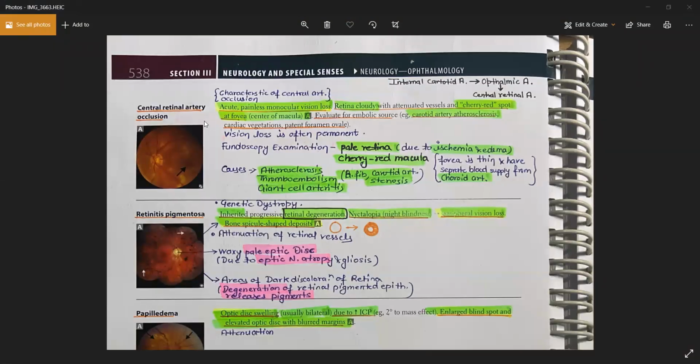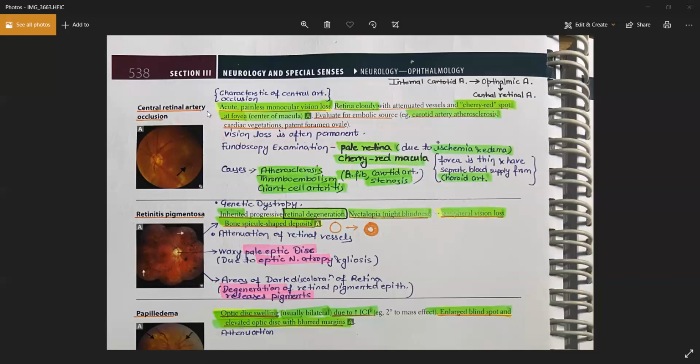Okay, now comes central retinal artery occlusion, and as the name suggests, you're having an occlusion of the artery supplying the retina. Now why can this occlusion happen? It can happen because of atherosclerosis of the eye. It can happen because of a thromboembolism. It can happen because of giant cell arteritis. If you guys remember giant cell arteritis, where you're having a monocular sudden loss of vision, right? So these three things can lead to central retinal artery occlusion.